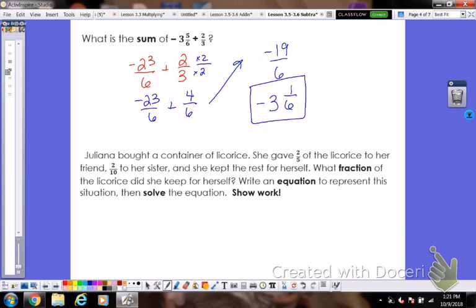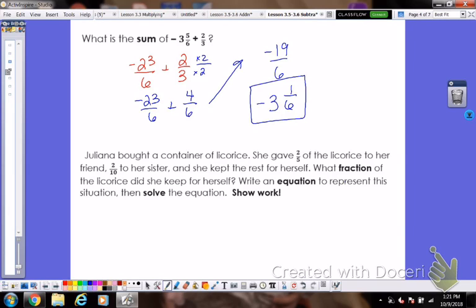Alright, final question of this chapter. Juliana bought a container of licorice. She gave 2/5 of the licorice to her friend, 2/10 to her sister, and kept the rest for herself. What fraction of the licorice did she keep for herself? Write an equation to represent the situation, then solve the equation. Make sure you show your work.